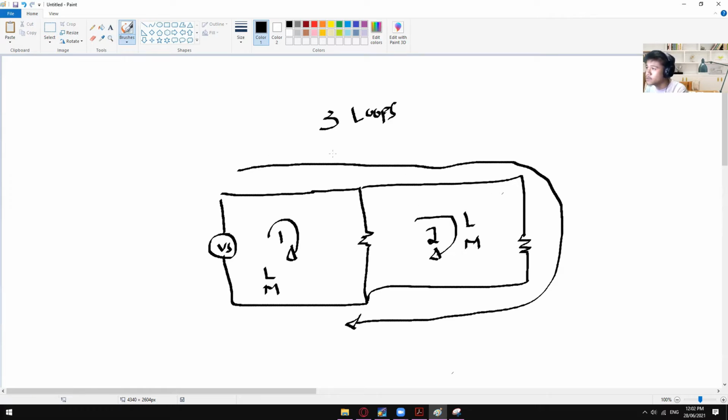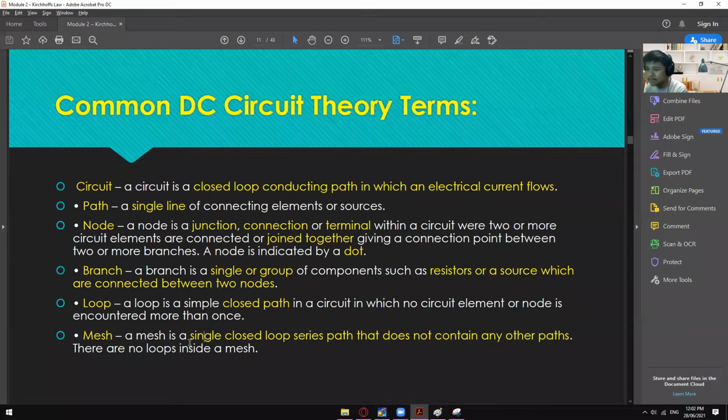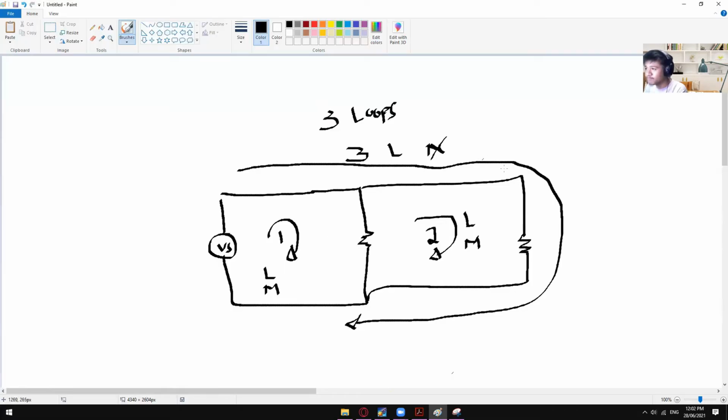But for the third one, let's say we call this your third loop. This is just a loop. We cannot call that one a mesh because it contains another loop inside of it. In this third loop, it contains the first loop and then the second loop. If you take a look at the meaning of the mesh, it is a single closed loop series. So we cannot call the third loop a mesh. You can only call the first loop and the second loop a mesh, but the third one is not a mesh, just a loop.